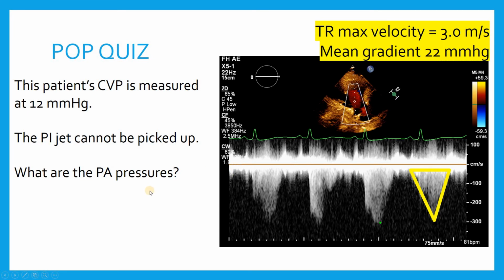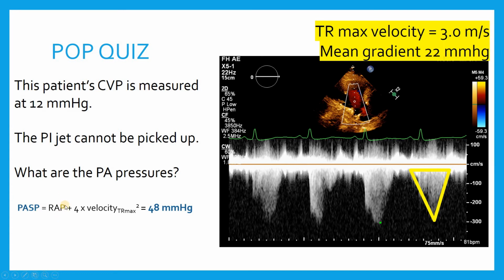So what are my PA pressures? Well, if I had a PI jet, what could I measure? I could try to measure my PA diastolic pressure, but I'm not going to be able to pick that up here. So am I going to be able to figure out what that is? Perhaps with this data alone, it's good enough. If you want, you can pause here and do the math or try to work through it before looking at my answers. But let's start with the PA systolic pressure.